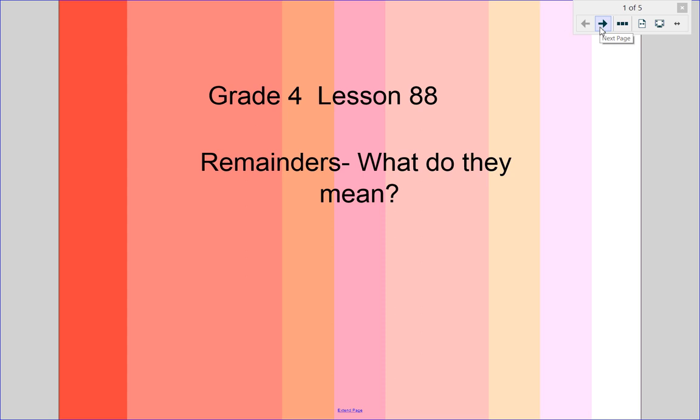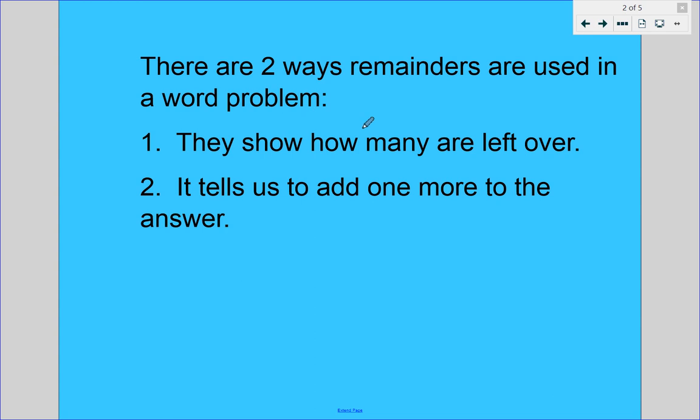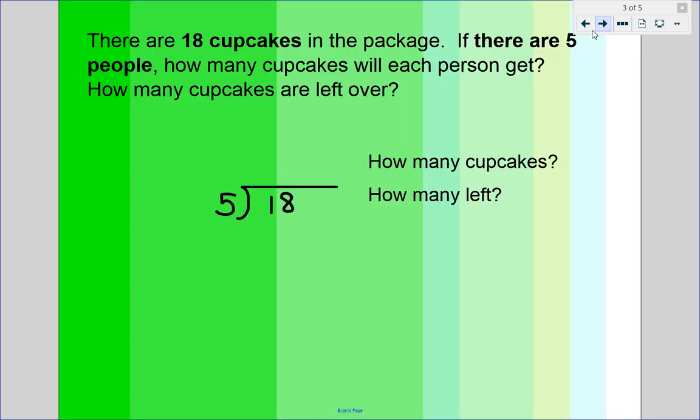And we're going to be talking about the remainders with division and what we should be doing with them. So, there are two ways remainders are used in a word problem. They either show us how many are left over in a word problem, or it tells us to add one more to our overall answer. Okay? I'm going to go through some examples like that, and we'll see what they look like.